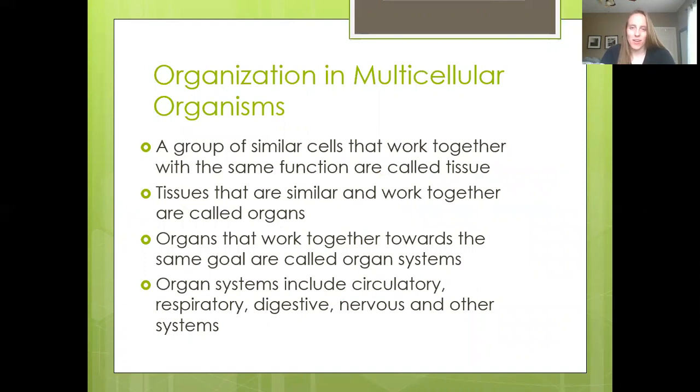So this is how it's all organized, and we've talked about this already. If you have a bunch of cells that are working together for the same function, we call that a tissue. If a bunch of similar tissues are working together, we call it an organ, and then organs can work together to become an organ system. Organ systems include the circulatory system, the respiratory system, the digestive system, the nervous system, or the lymphatic system. It's a bunch of different systems that allow us to function the way we do.